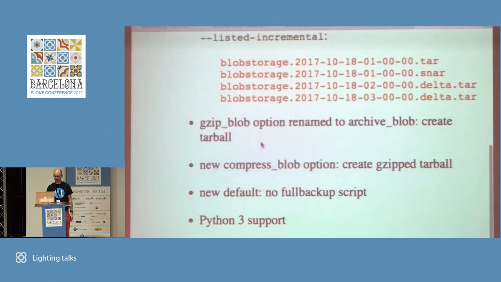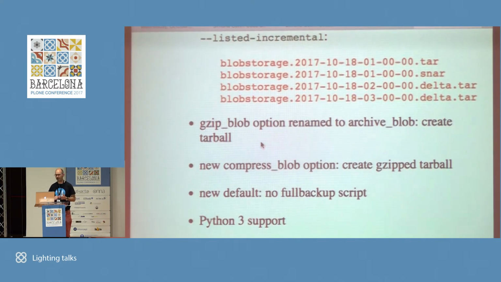Those were the biggest things. Then if you've been using the gzip blob option, which was renamed to the archive blob option, because that's what it really did, it created a tarball in case you didn't want to use rsync. And instead there's a new compress blob option, which actually makes a zip file out of that.